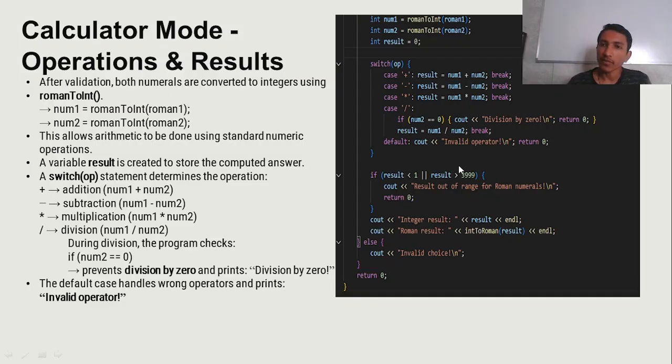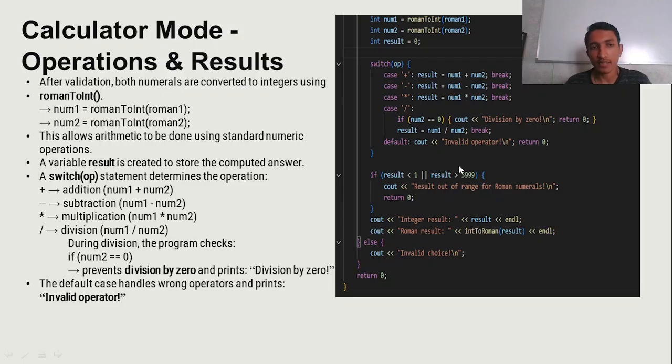For asterisk it will be num1 multiplied by num2, and for division we also have to check for the zero case, that is, the second number should not be zero because division by zero is not valid. And if the user inputs any character other than these four operators, we give output that you have given an invalid operator.